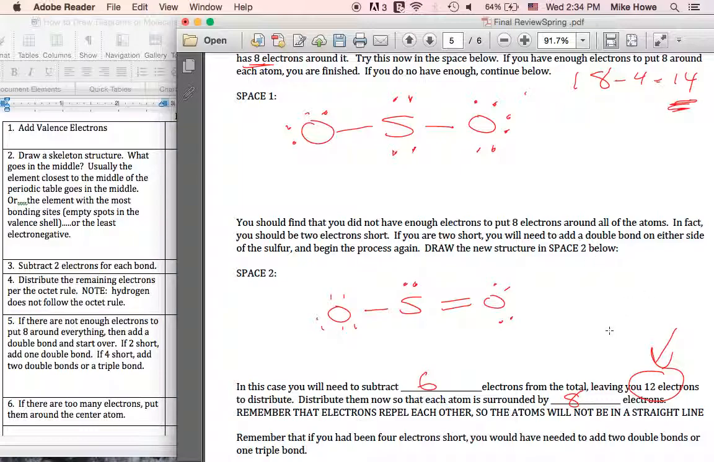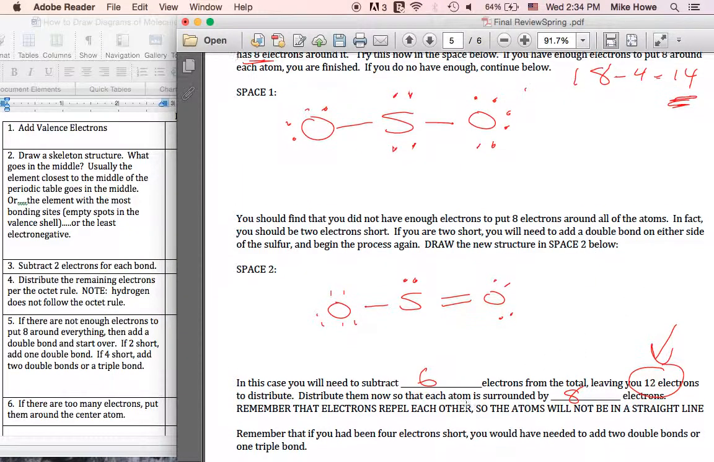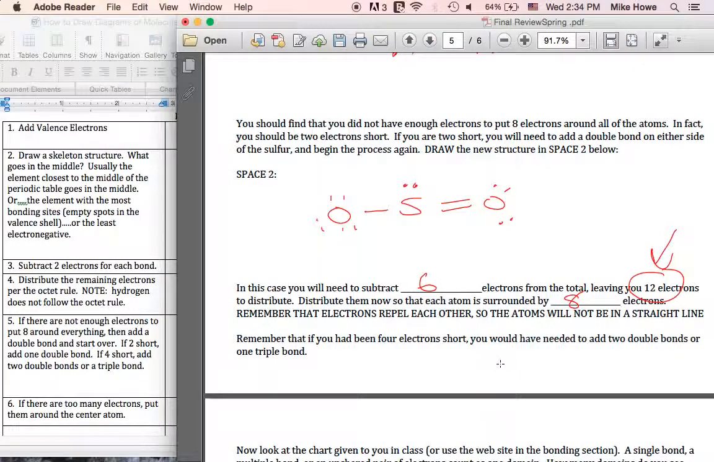So now we're finished. Now remember that the electrons repel each other, so the atoms will not be in a straight line. The reason they're not in straight lines is because that pushes down on that, and that pushes down on that. So the molecule is actually going to be bent like this, in a trigonal planar configuration.